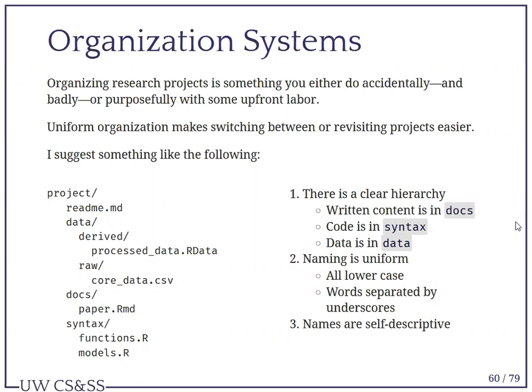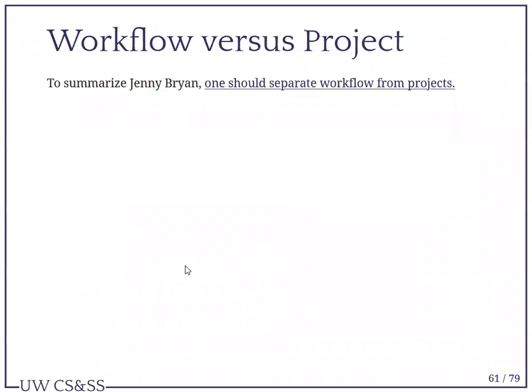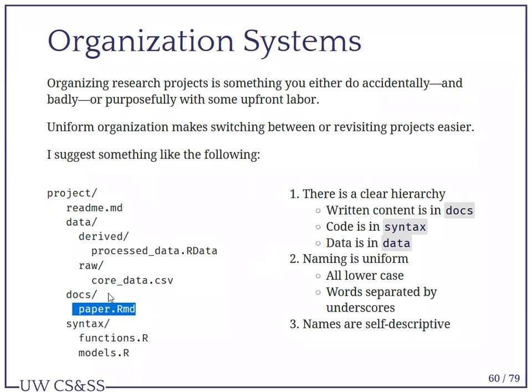The naming is uniform: it's all lowercase, words are separated by underscores, or if you're a camel case kind of person, something that's uniform throughout, and the names are self-descriptive. I look at this and I know what derived inside of the data folder means. And when I see that there's something called process_data.r in there, I'm aware what it means without having to really know what's inside. Same with core data inside the raw folder inside the data folder, or paper.markdown inside the docs folder, or functions and models.r inside the syntax folder.